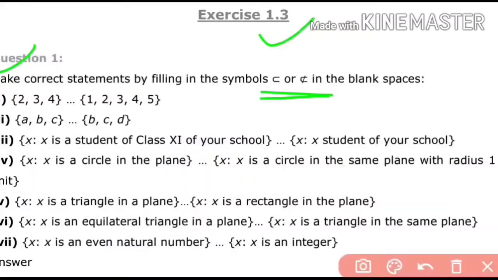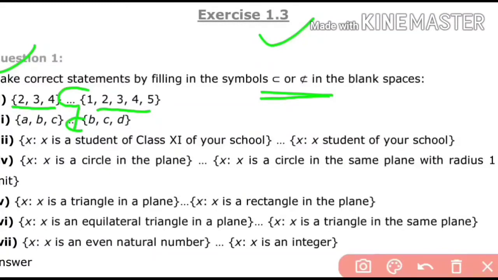First, look here: {2, 3, 4} is the first set and the second set is {1, 2, 3, 4, 5}. You check whether all of 2, 3, 4 are present in the second set or not. Yes, they are all present, so you will write that this is a subset. Next is {A, B, C} and {B, C, D}. Look here, A belongs to the first set but A does not belong to the second set. So here it is not a subset.